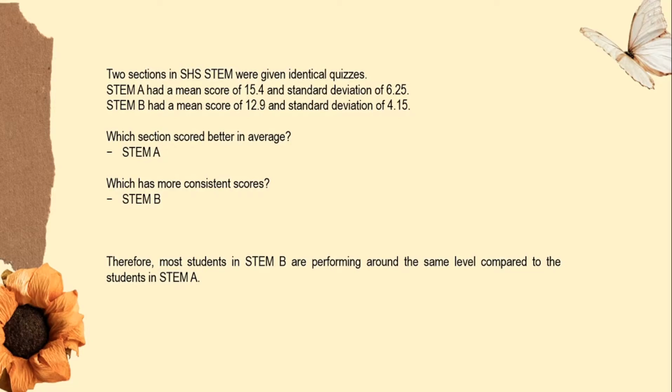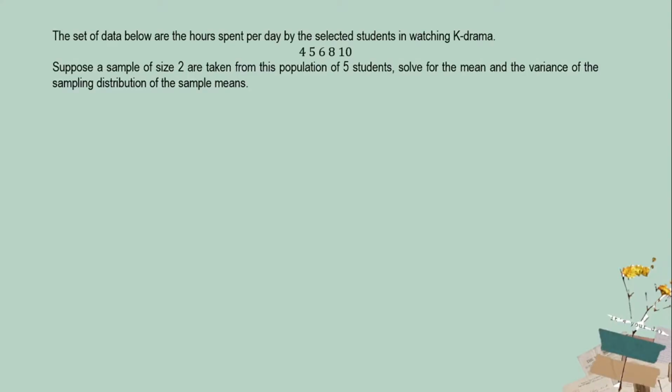So, since STEM A has a higher standard deviation, then the scores are more spread out. While STEM B has a lower standard deviation, it means that the scores are less spread out from the mean. So, let's go to the next example.